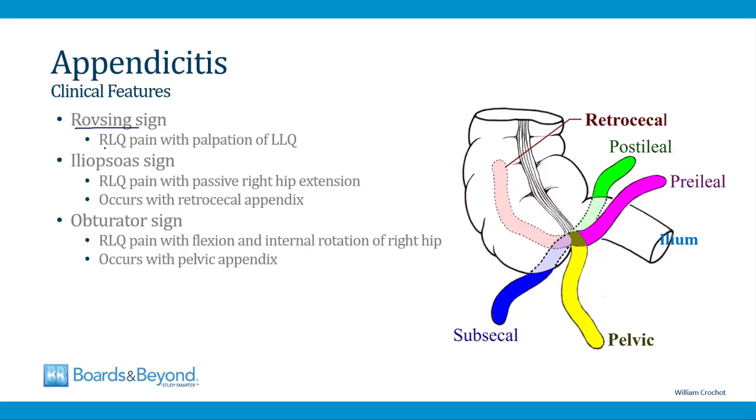Rovsing's sign refers to right lower quadrant pain when you palpate the left lower quadrant. Pressing on the left lower quadrant disturbs the contents of the pelvis and the abdomen, and if the appendix is inflamed, that will cause irritation on the right lower side.